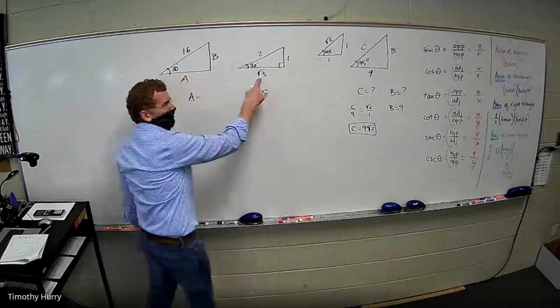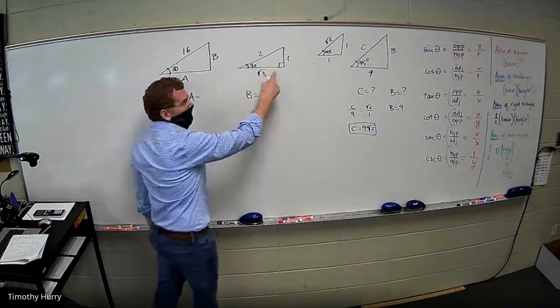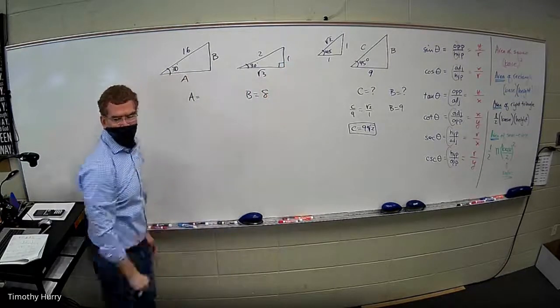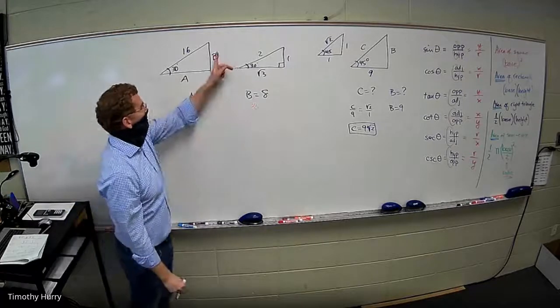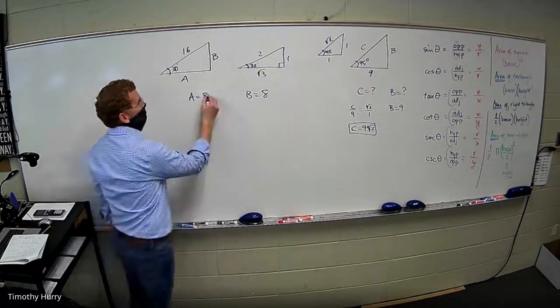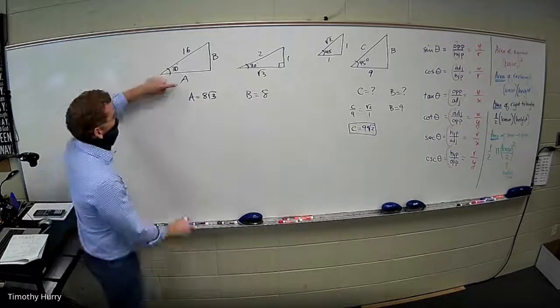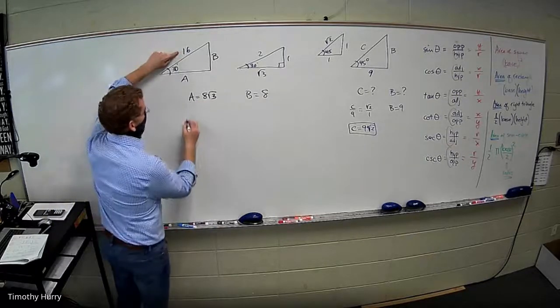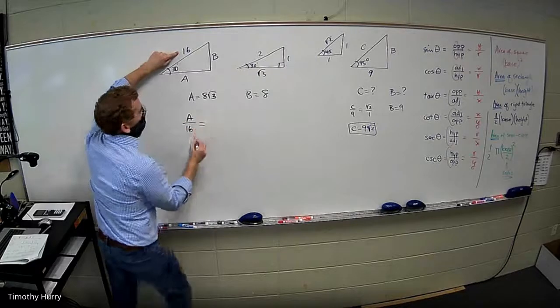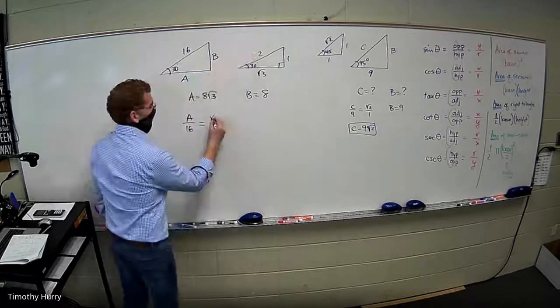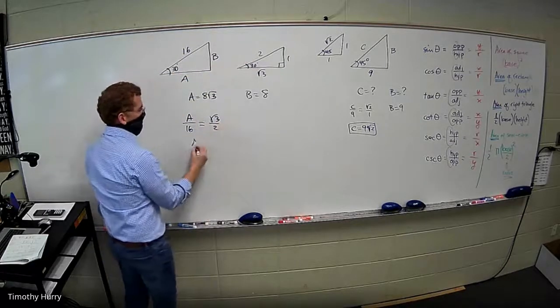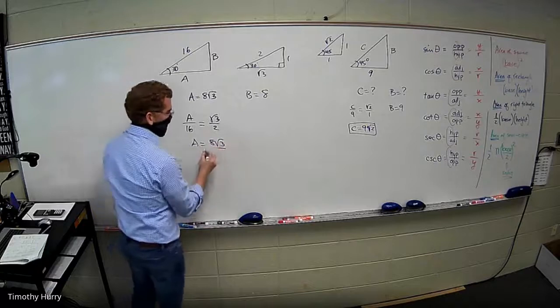And then what do you know about this side? It's always that times a root 3. So now that it's 8, 8 times a root 3. And you can navigate it that way, or you can just set up a proportion and say A over 16 is the same thing as root 3 over 2. And when you multiply and slide it up there, you get 8 root 3.